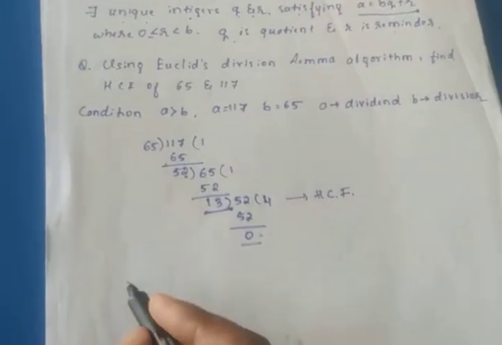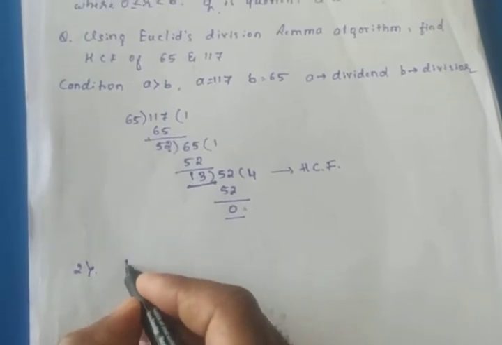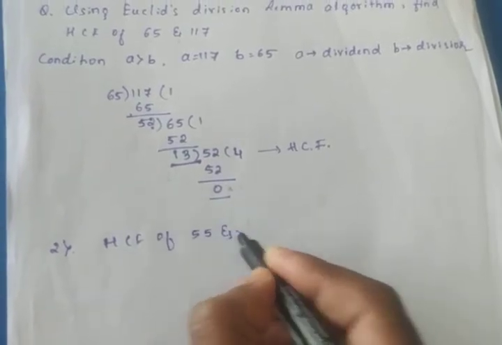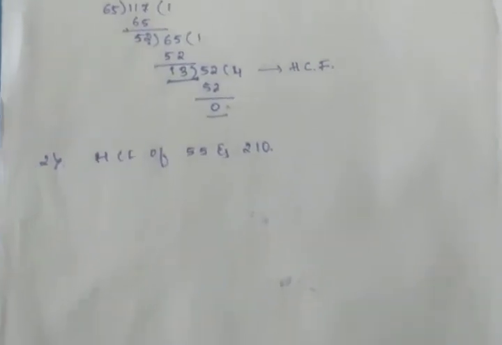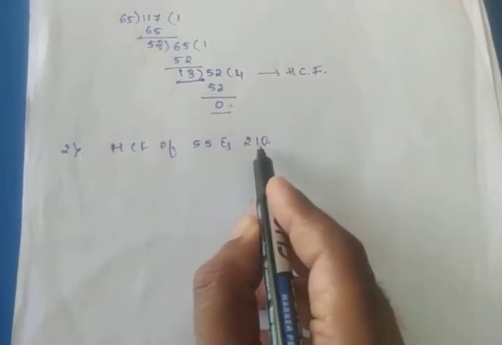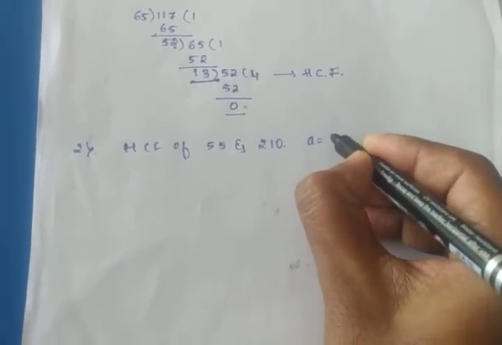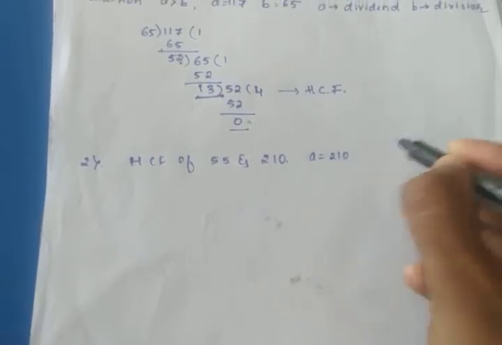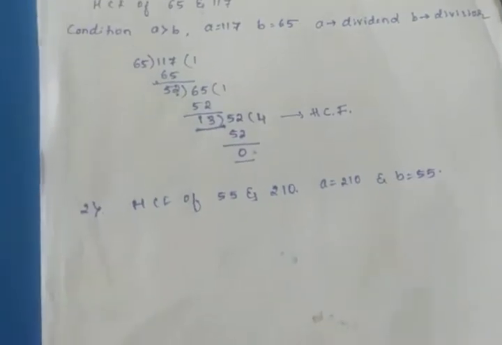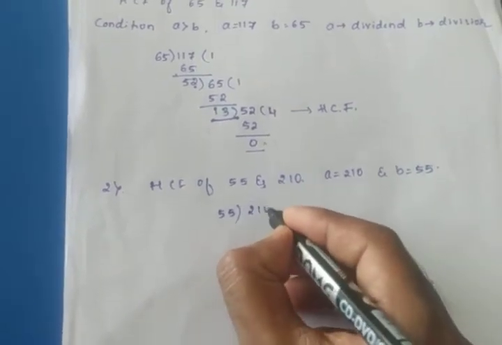Now we are going to solve one more example. The second one is again to find the HCF of 55 and 210. Here 55 is the smallest and 210 is the greatest. A is the greatest one, and the condition to remember is that a should be greater than b. So a is 210 and b is 55.